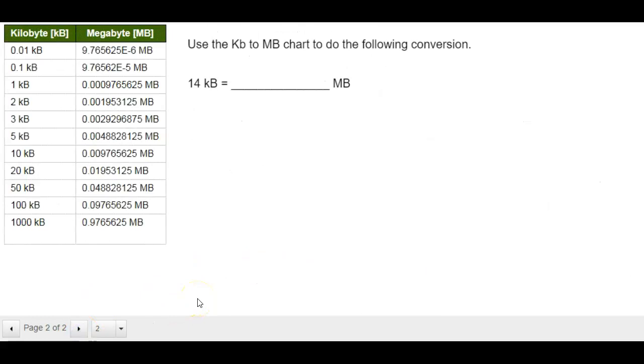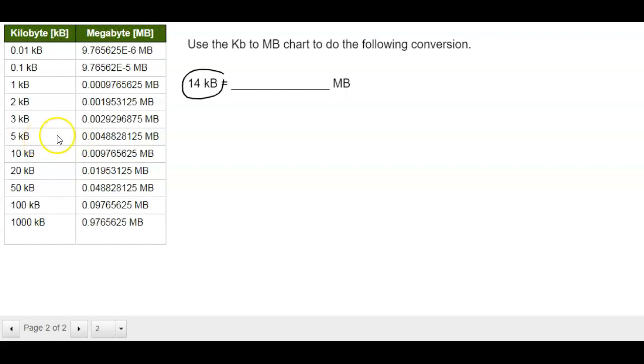Now sometimes it's inconvenient to even use those methods where we multiply or divide. Sometimes we might need just a chart, and we use this conversion chart to do our conversion with just addition instead of figuring out how much to multiply or divide by. So we're going to use the kilobytes to megabytes chart to do the following conversion. We want to convert 14 kilobytes.